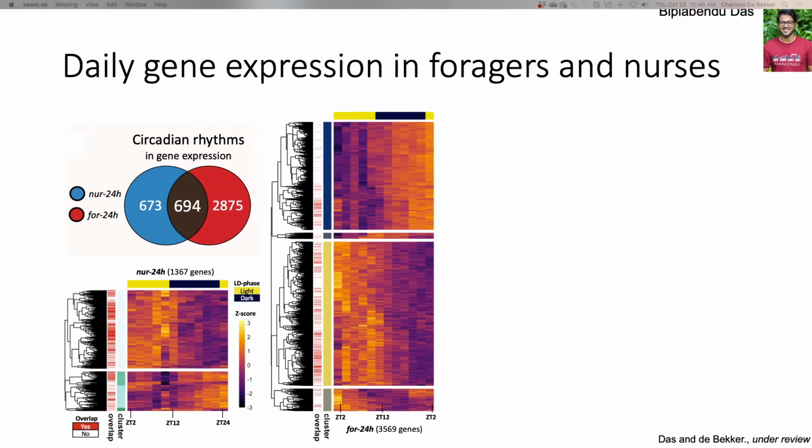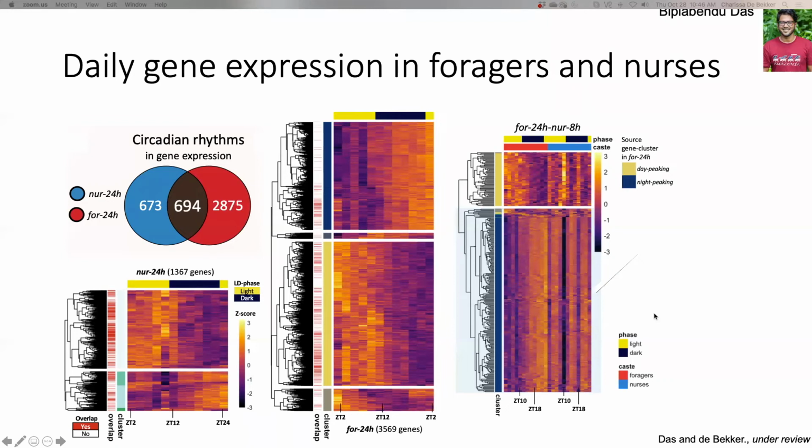Additionally, we found that nurses aren't therefore more arrhythmic. They actually had quite a few genes that had 24-hour rhythms in foragers that showed 8-hour rhythms in nurses. So what we think is that they keep time just slightly differently. So they have these 8-hour rhythms that kind of keep them in tune with a 24-hour day, but in a different way, obviously. And this might allow nurses to quickly change to become part of the forager caste when they need to, or foragers to switch back to the nurse caste if they need to, because this is something that can happen as well.